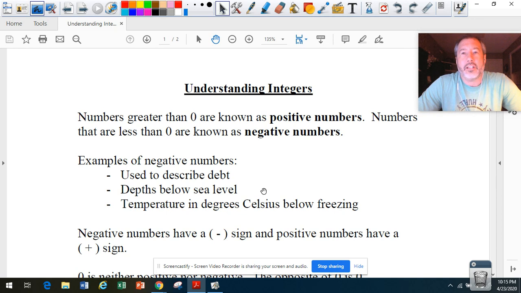Now, what do negatives represent? Well, here are some things in everyday life that we do when we look at negative numbers. Debt. If we are in debt, which means we owe more money than we have, that's known as debt. We are into some type of debt.